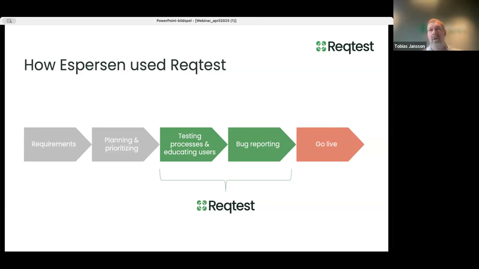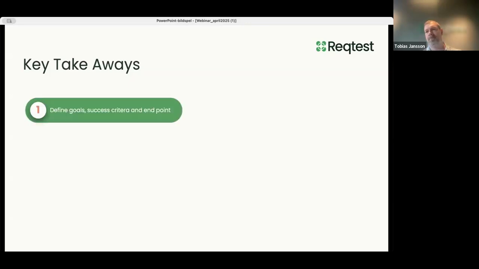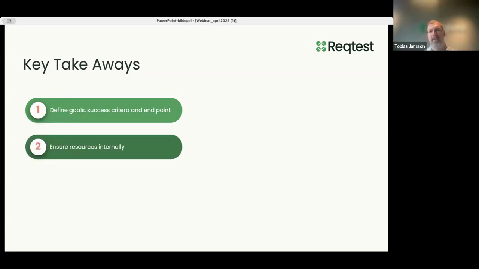But I know we're on time now, so if you would just please summarize some key takeaways for us, Søren, and we'll start with the first one. Yeah, that was the defining of the goals and the success criteria, and definitely when is the project ending. So the end point has to be defined already from the start off. Yeah, that is good.